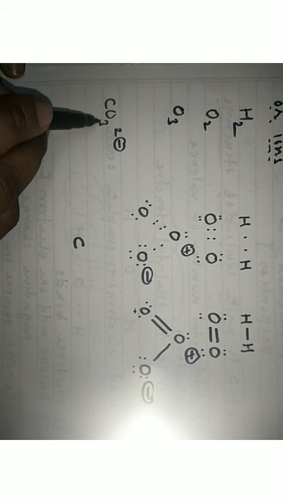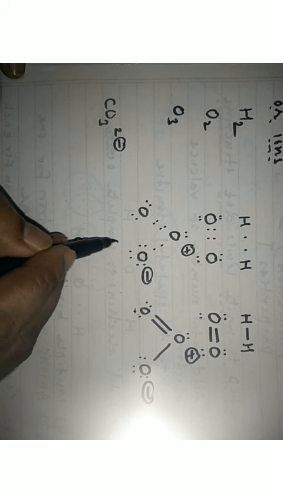Now carbonate, CO3 2 minus. This is a polyatomic ion. The least electronegative atom will be the central atom. Now see the structure of this carbonate. Write the skeletal structure of this carbonate. You can see here one carbon and 3 oxygens. So you will write like this: one carbon, 3 oxygens.